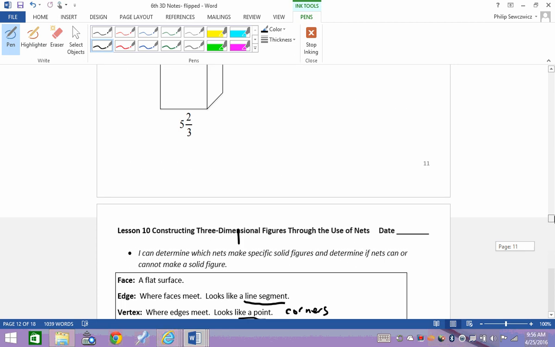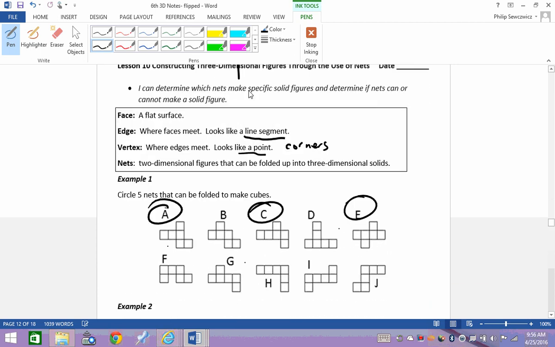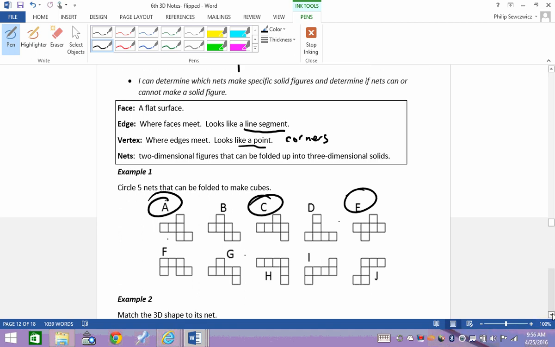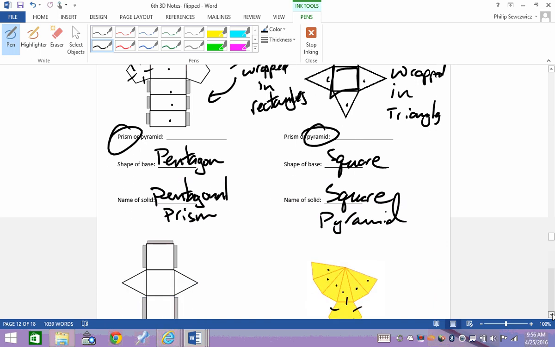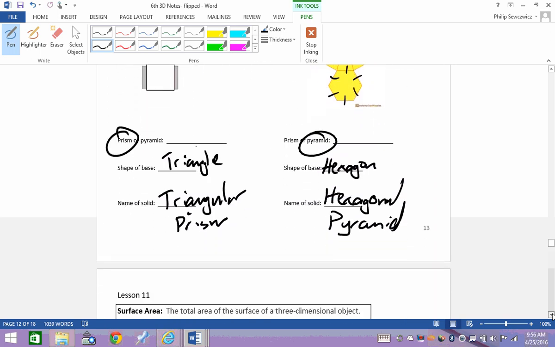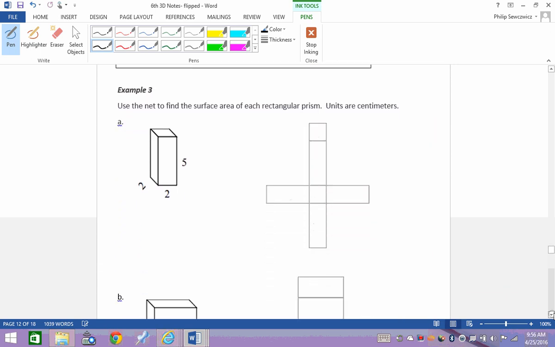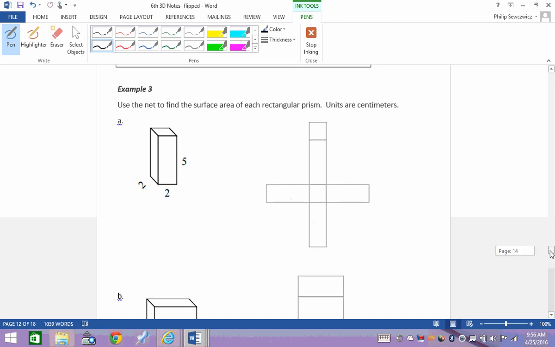So the big thing here is vocabulary: your faces, edges, vertices. Oh, I know what we wanted to do. Hold on one second. Come on back here. As we look at your particular shapes that you've got, I know what we wanted to end up doing here is we wanted to look at some of these guys that we've got.